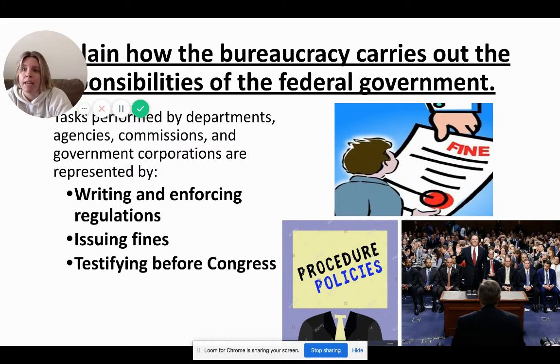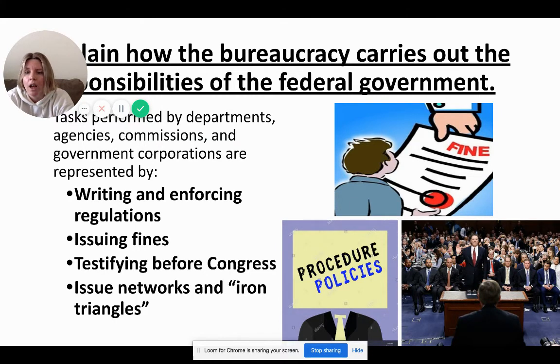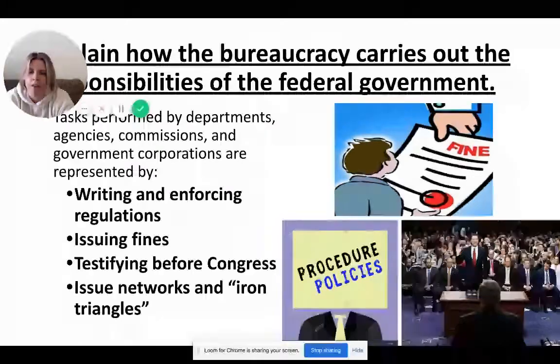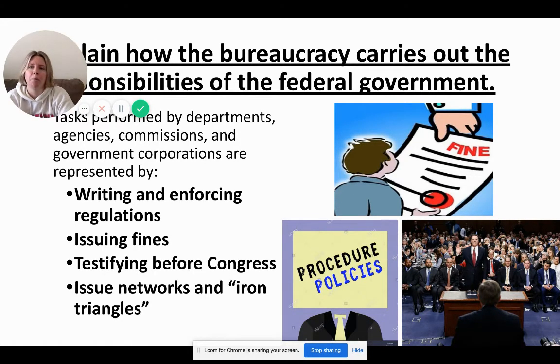They issue fines. They can testify before Congress, informing Congress, letting them know, hey, this is what's happening, or this is what we're monitoring, that kind of stuff. And then issue networks and also iron triangles as well. For example, we have the Center for Disease Control, and they're working overtime right now, trying to learn about this virus, learn how we can get better testing, learn how we can try to maybe develop a vaccine and all that kind of stuff.